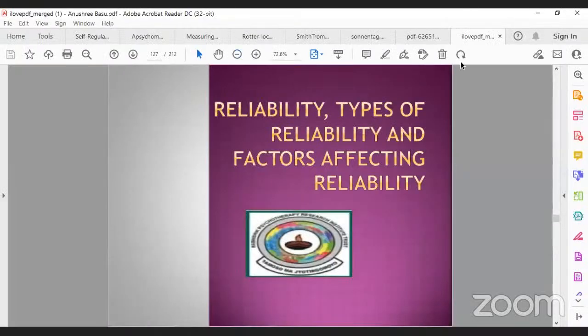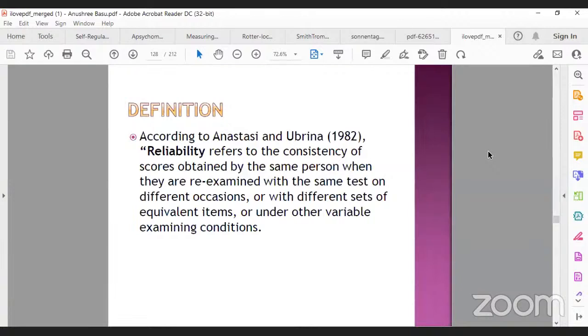Right. Can you see my screen? Yes, ma'am. Okay, great. So we would be talking about reliability, types of reliability, and factors affecting reliability. And then we would be moving towards Cronbach alpha and why we need it, where and how to calculate Cronbach alpha and where it is important. So let's talk about the definition. According to Anastasi and Urbina, reliability refers to the consistency of scores obtained by the same person when they are re-examined with the same test on different occasions, with different sets of equivalent items, or under other variable examining conditions.